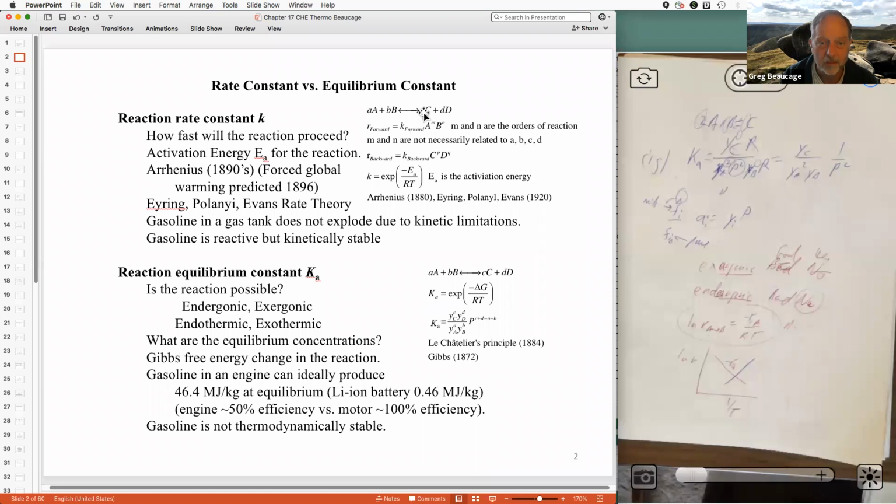But if you're looking at the rate of the reaction, like gasoline, you could have a huge Ka. So this delta G is going to be 46 megajoules per kilogram for gasoline. It's a huge number. That's why you use it to drive your car around. Compare that with a lithium-ion battery, at 0.46 megajoules per kilogram. So it's 100 times less energy in a lithium-ion battery per kilogram compared to gasoline.